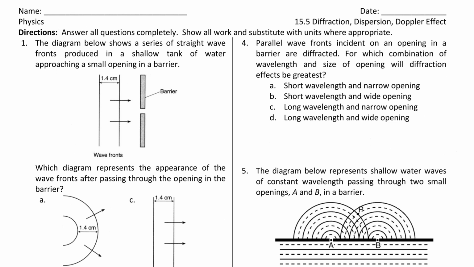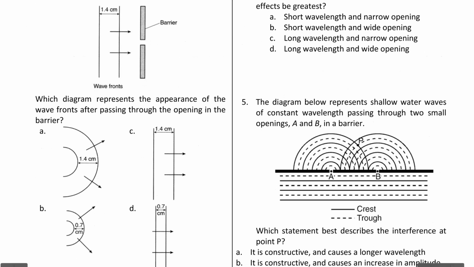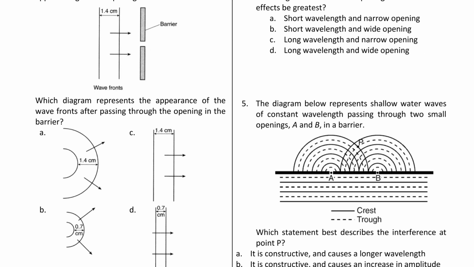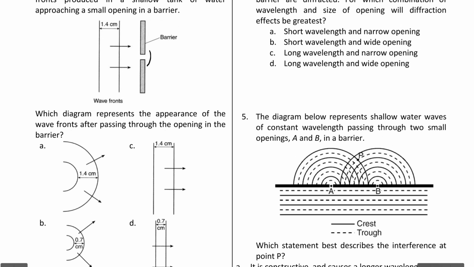So number 1 says the diagram below shows a series of straight wave fronts produced in a shallow tank of water approaching a small opening in the barrier. They tell you the wavelength is 1.4 centimeters, and that wavelength isn't going to change just because it goes through the barrier. It says which diagram represents the appearance of the wave fronts after passing through the opening of the barrier. So we're looking for that diffraction pattern, something where it spreads out and curves around the barrier.